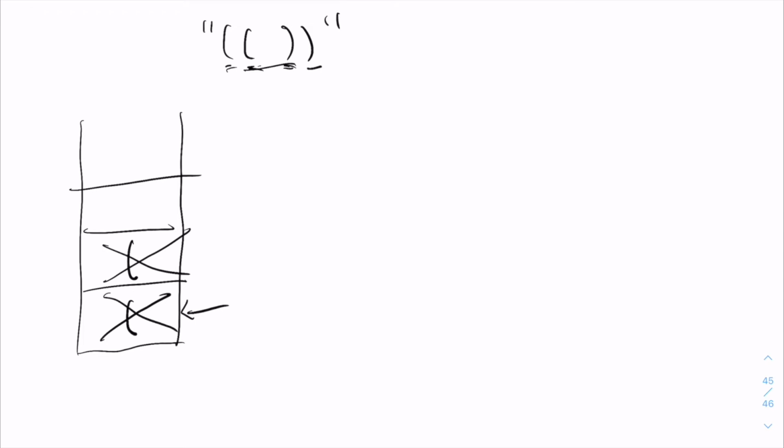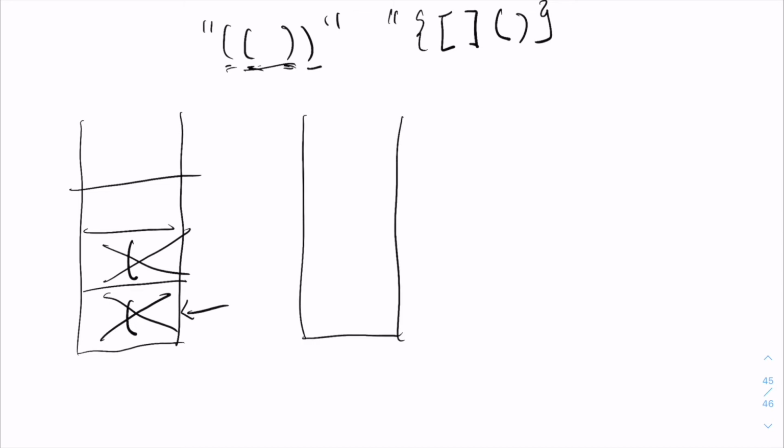Now let's take a look at a more complicated example. If we have mixed types that are closed and open, this string is valid because they are all closed in the correct order. We are here, it's an opening type of bracket, so we push that onto the stack. We reach an opening square bracket, which is an opening bracket as well, so we put that onto the stack. We reach a closing square bracket. We look at the top of the stack, it's the same type, so these two are a pair, and we can remove this.